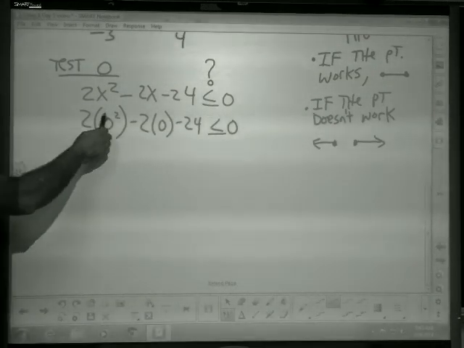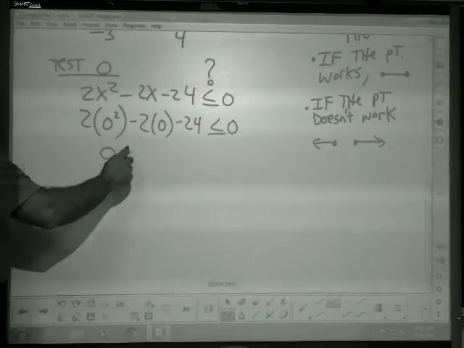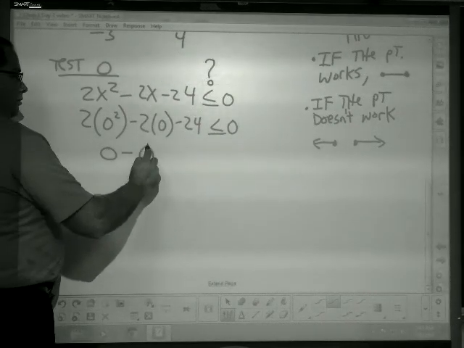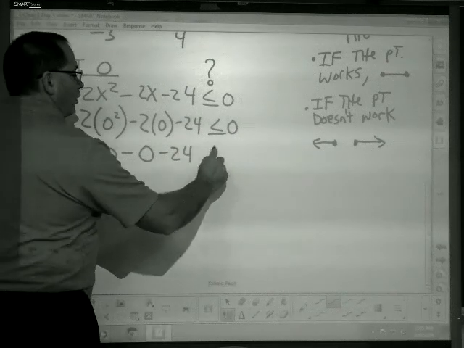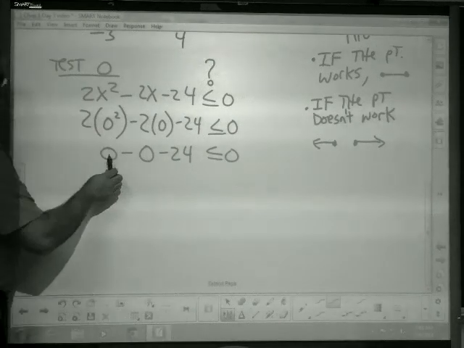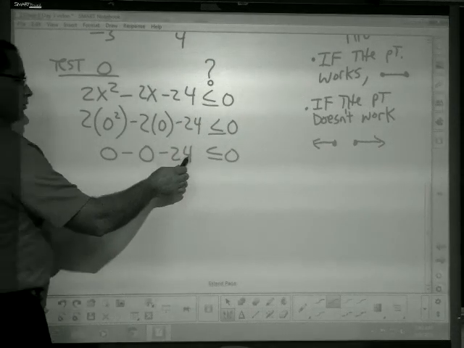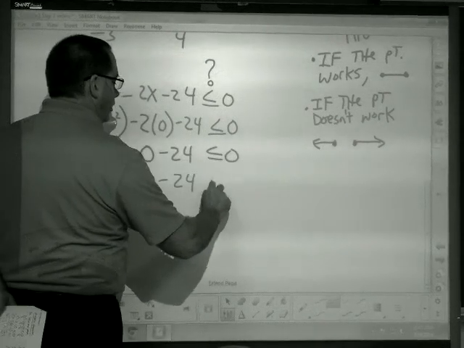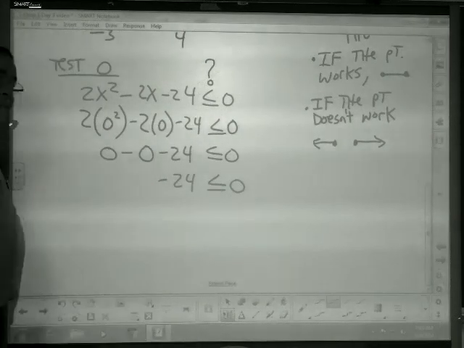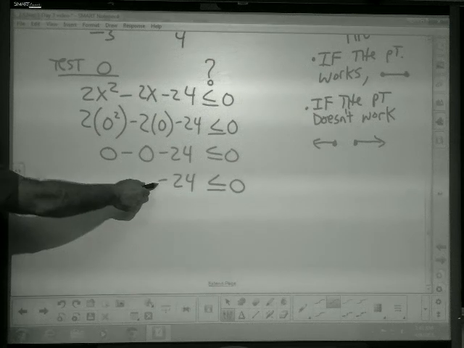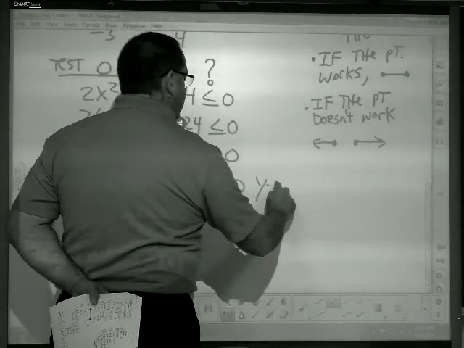Well, 0 squared is 0 times 2 is 0. Minus 2 times 0 is 0, minus 24. Well, nothing minus 24 is a negative 24. Is that less than 0? Yeah, negative anything is less than 0, so yes.